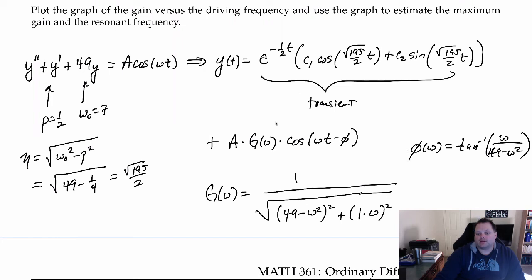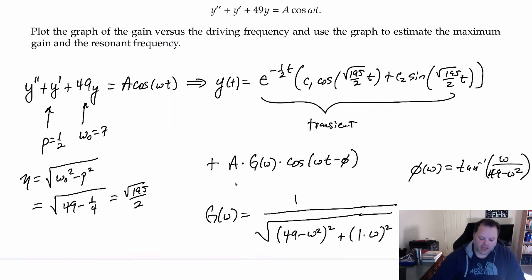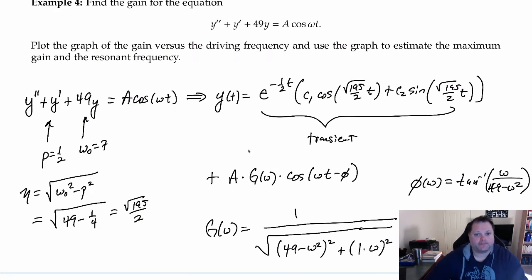So we know exactly what the solution looks like. We've got the formula for this, the formula for this, and what you're going to see in Maple is that as we adjust the value of omega, we get a different amplitude response out of our steady state. So let's take a look at it in Maple real quick.